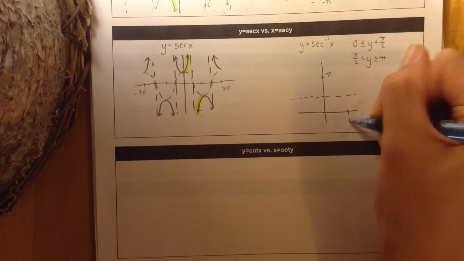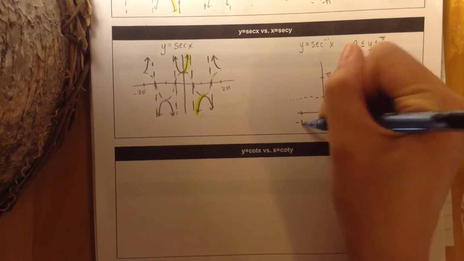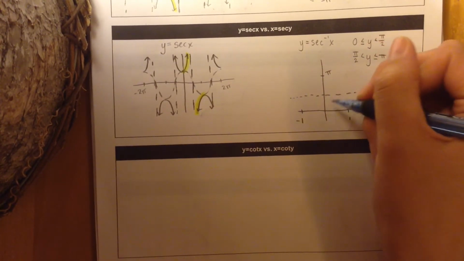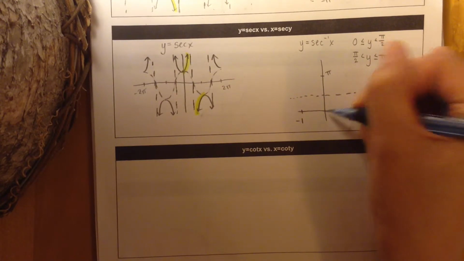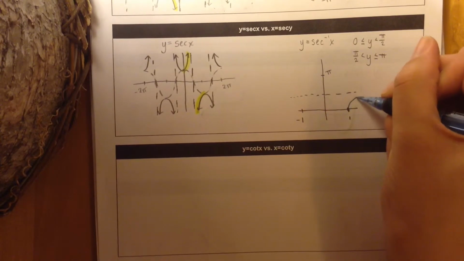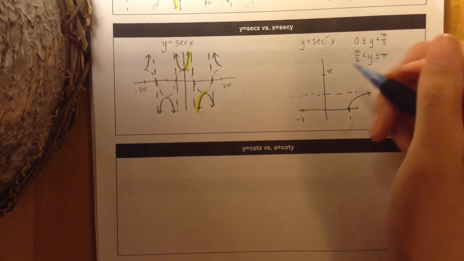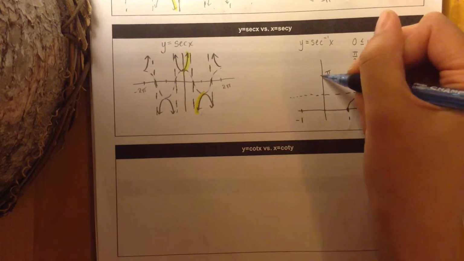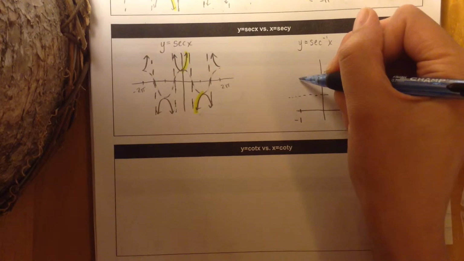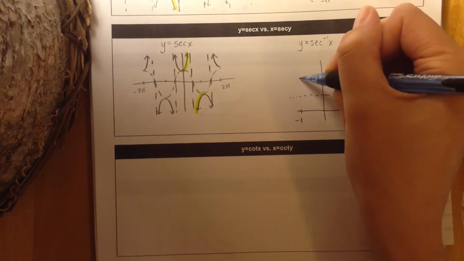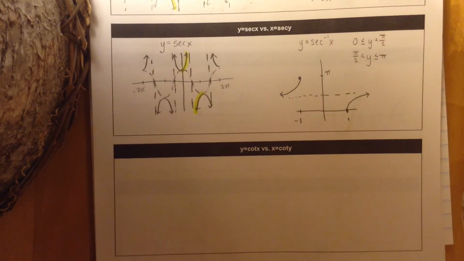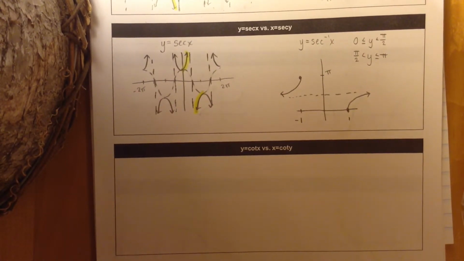And having 1 and negative 1. We know that at 0 for cosine our value is 1, and then we have to follow the asymptote. At pi our value is also 1, but negative, and then follow the asymptote. And so there's our secant inverse graph.